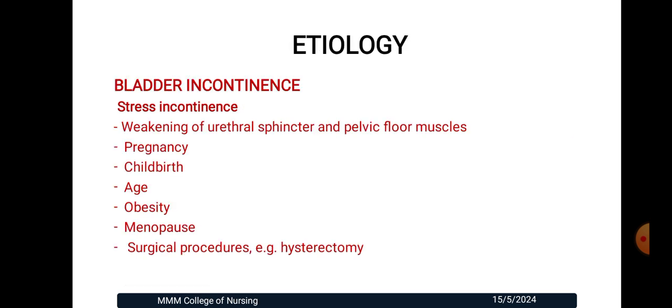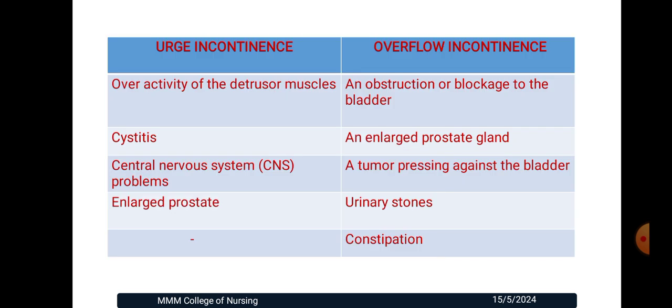Coming to the etiological factors, stress incontinence: there is a weakening of the urethral sphincter and pelvic floor muscles. Pregnancy, childbirth, age, obesity, menopause, surgical procedure, for example hysterectomy. In urge incontinence, etiological factors are overactivity of the detrusor muscles, cystitis, central nervous system problem, and enlarged prostate. Coming to overflow incontinence causes: obstruction or blockage to the bladder, enlarged prostate gland, a tumor pressing against the bladder, urinary stones and constipation.